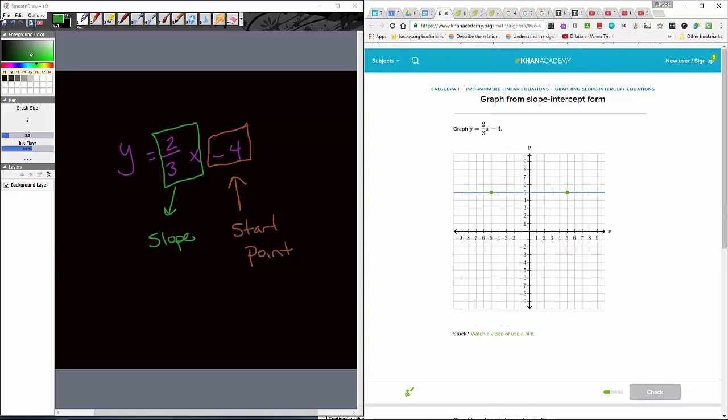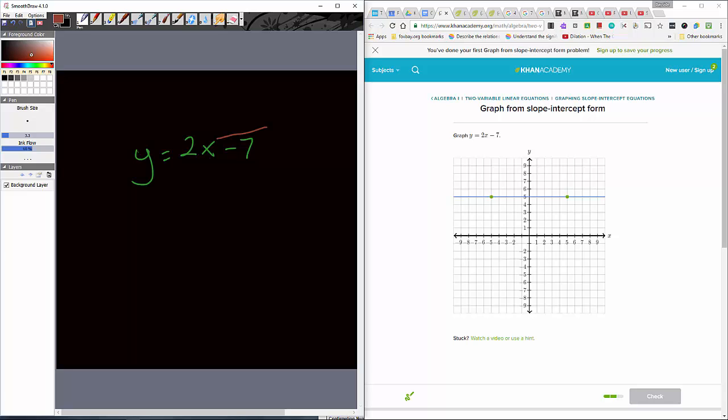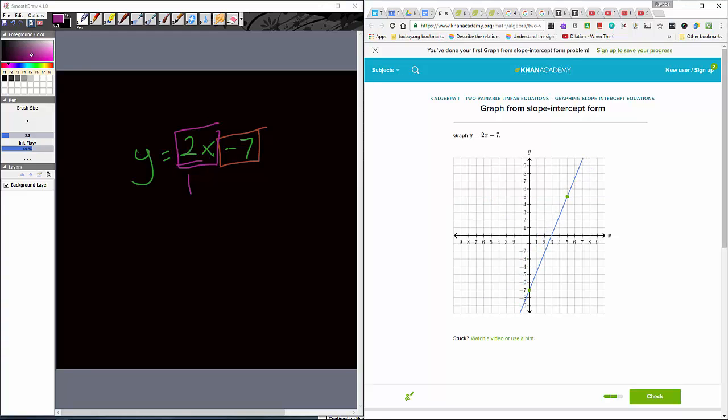Let's try one more of these. So this one says y = 2x - 7. So again, my starting point, because it has a negative, is -7, and my slope is just 2. Now we know that this number is really 2 over 1, if there's nothing there. So I'm going to take my first dot to -7. That's my starting point. If this was a +4 or +5, I'd put it on the positive side of this y-axis.